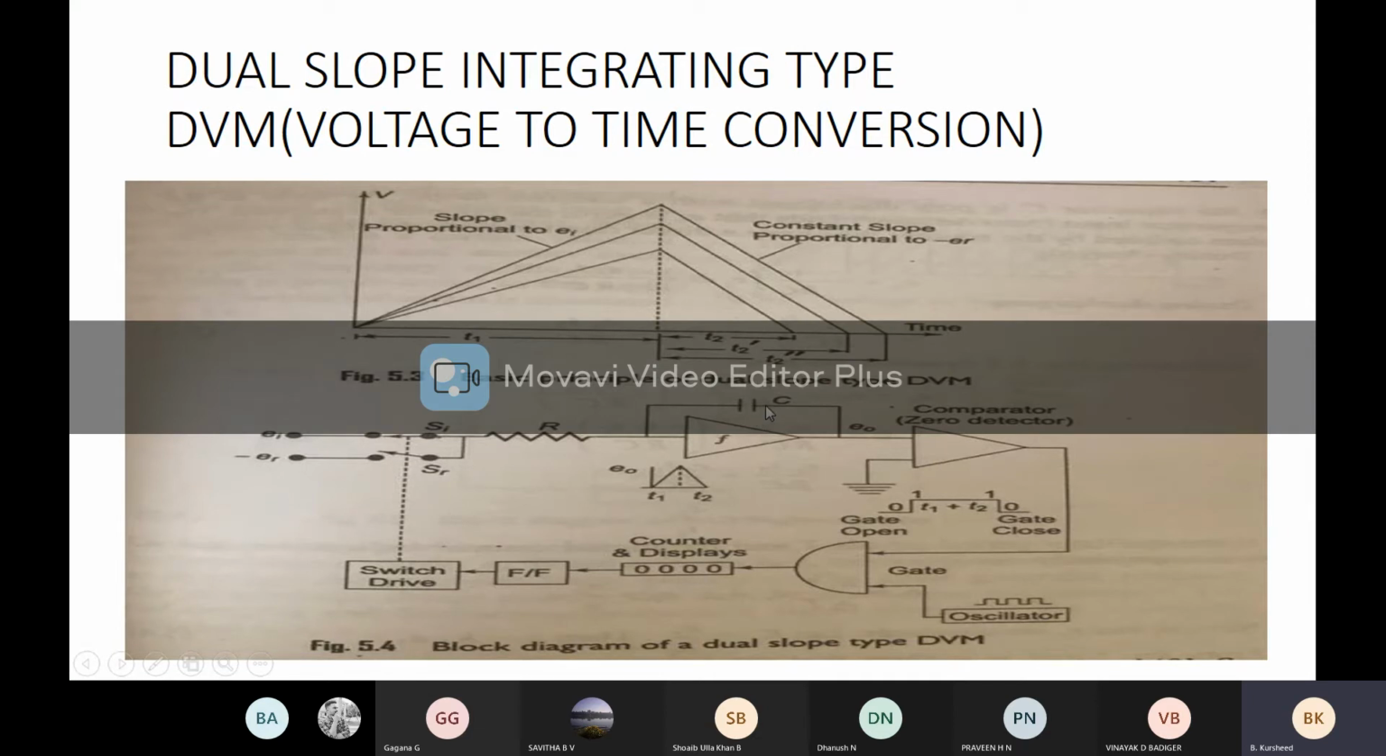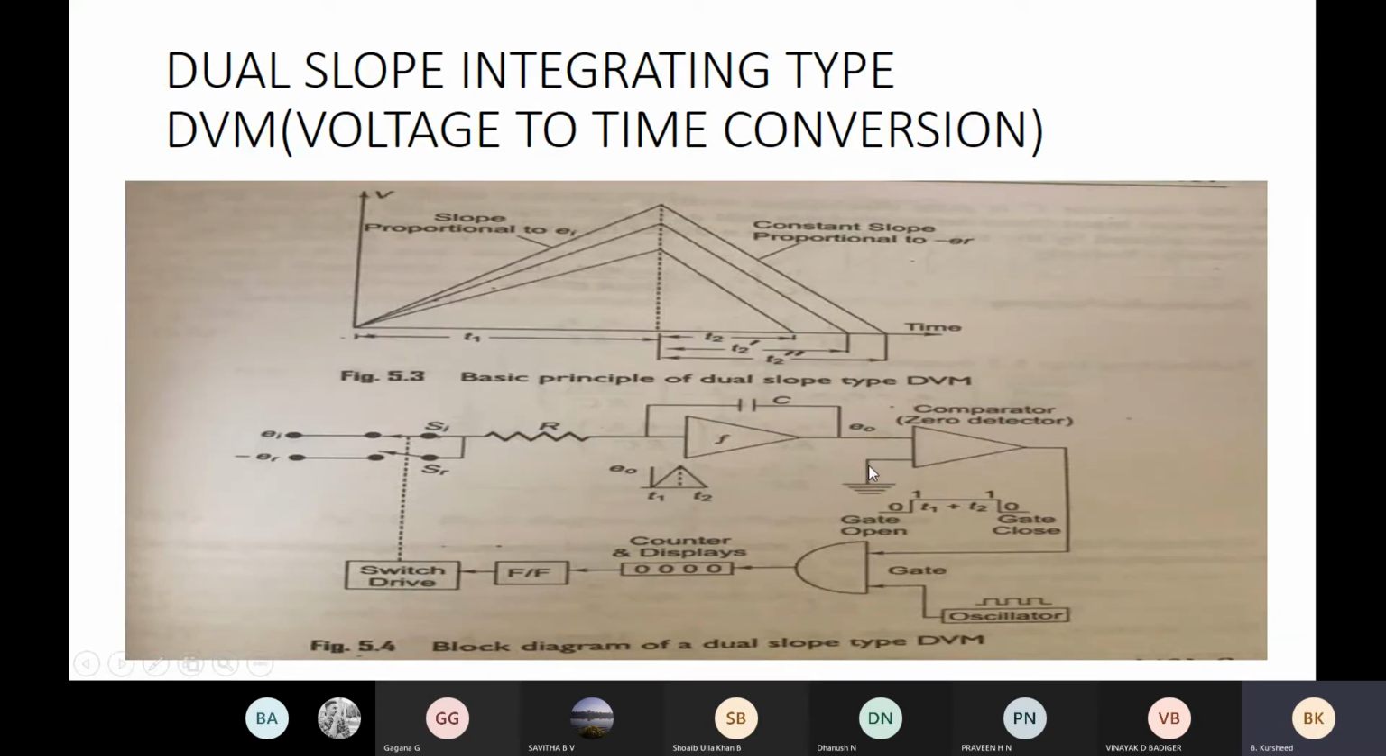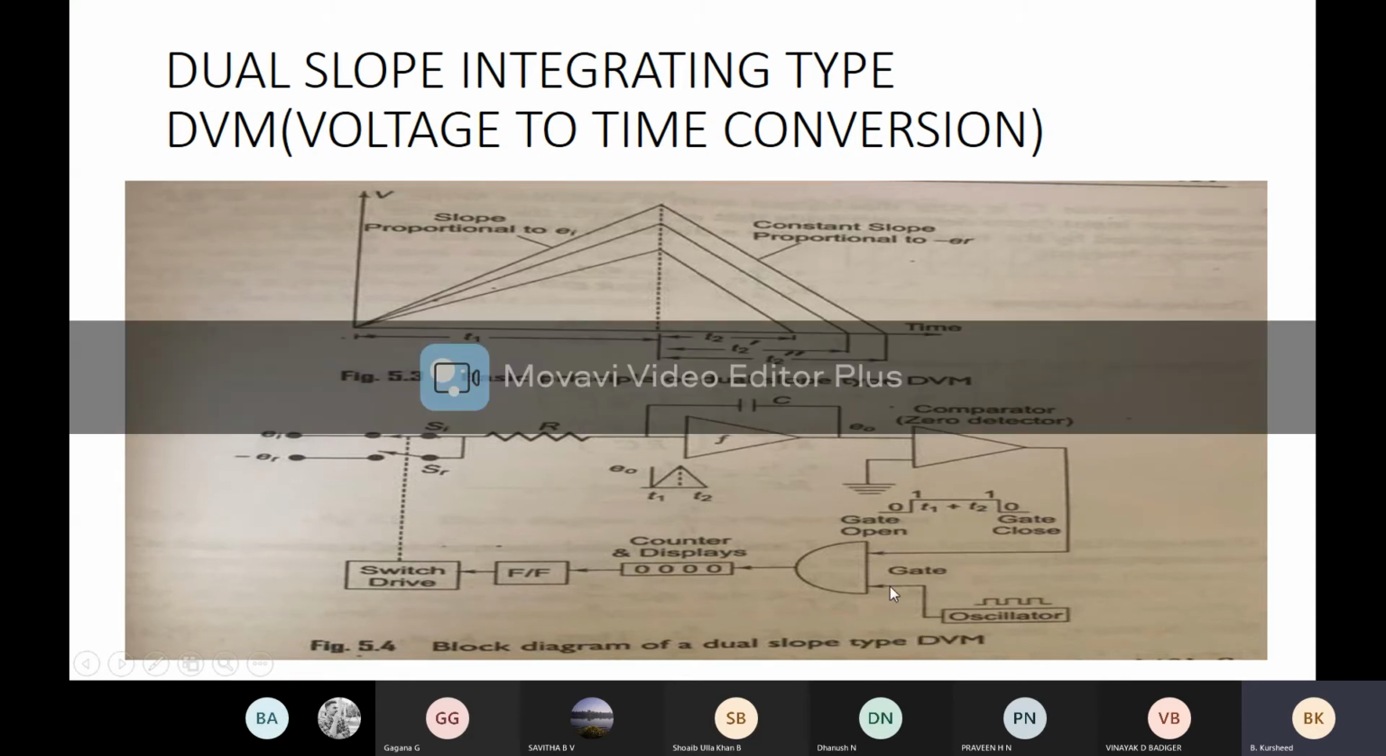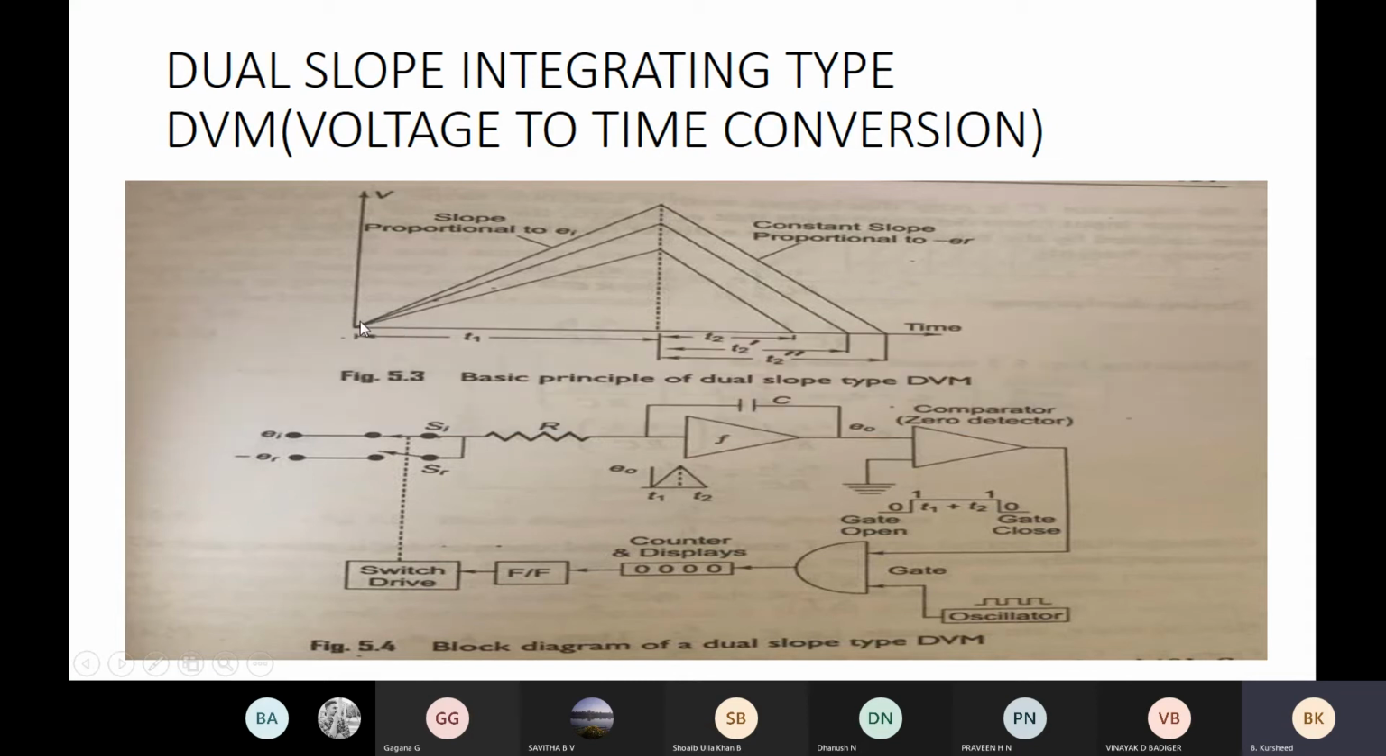When the capacitor goes on charging, the voltage of the capacitor will be more than that of the ground potential. If it is more than the ground potential, what happens? The comparator output will be high. When the comparator output is high, this is also high, and the clock pulses will be given. Therefore, the counter will start to count the pulses. This count value will be equivalent to the analog voltage value; equivalent digital counts will be there.